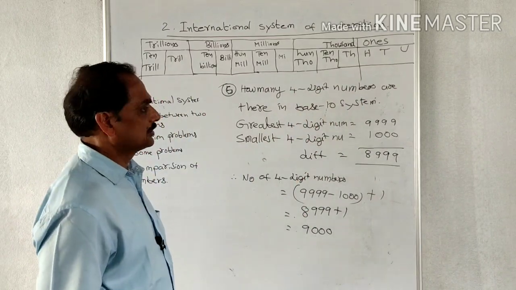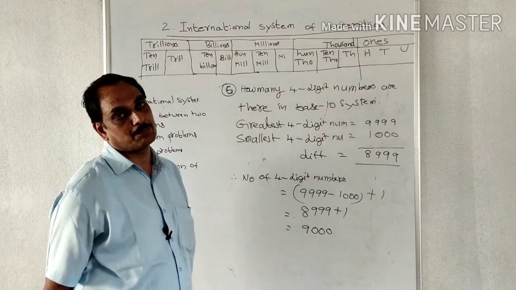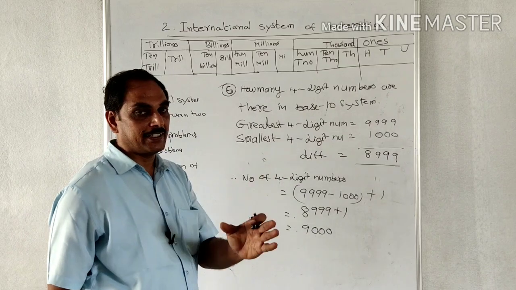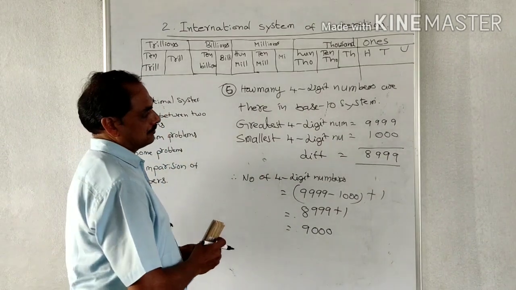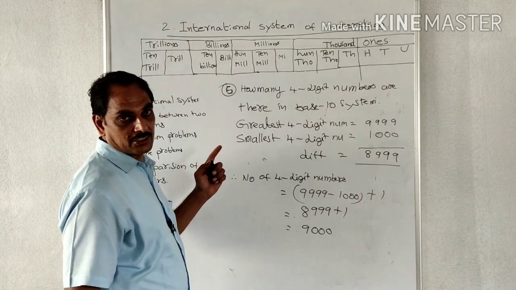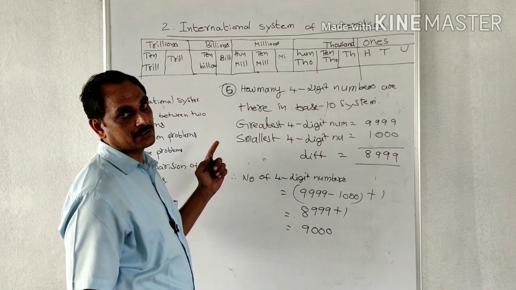This is the 6th problem. Next, write the smallest 5 digit number by using 3 different digits. Smallest 5 digit number, so this is the problem. Once again, check and write it in your notebook.